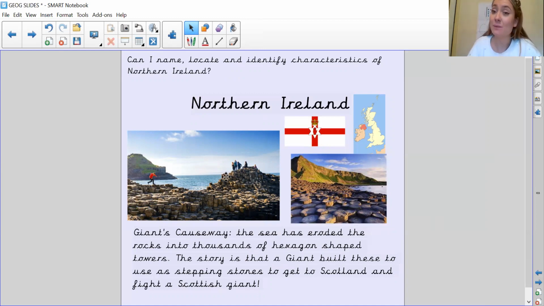And eroded means that the sea has been going over it for a long time and has made it into these amazing shapes. Now, the story is that a giant built these to use as stepping stones to get to Scotland to fight a Scottish giant. And they do look a little bit like stepping stones. And lots of people every year go and visit the Giant's Causeway.